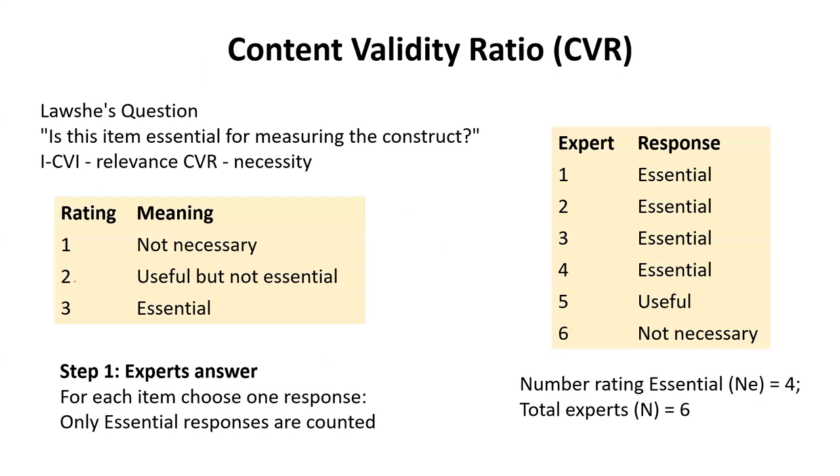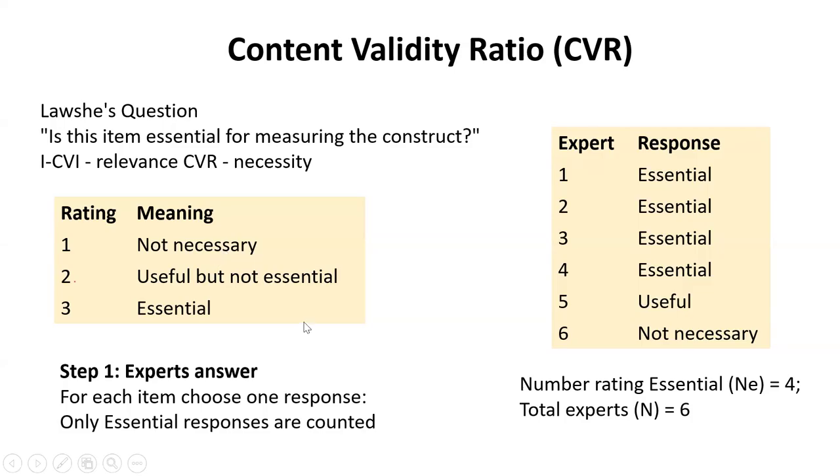So here, again, you have to develop a similar kind of a tool. But instead of asking whether the question is relevant, you have to ask whether the item is necessary. So whether the item is necessary or is essential, and this idea was developed by Lawshe, and this is known as the Lawshe question. Is this item essential for measuring this construct? So your content validity indices are measuring whether it is relevant, while the content validity ratio is measuring whether it is necessary. And this is on a 3-point scale.